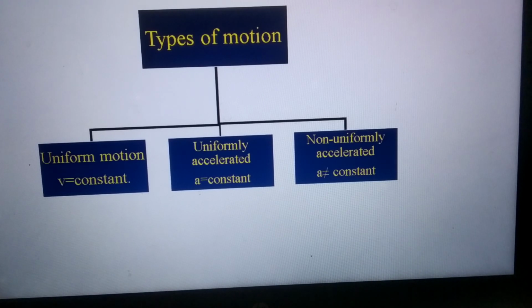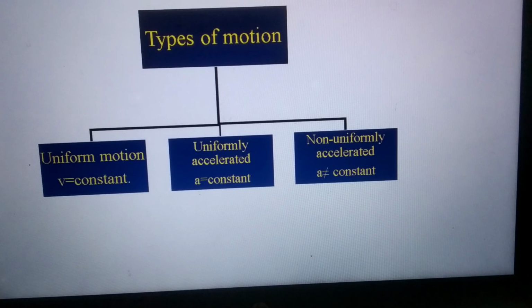The other type of motion is non-uniformly accelerated motion. In non-uniformly accelerated motion, the object's acceleration does not remain constant with respect to time, meaning it is changing with respect to time. Then we can say it is non-uniformly accelerated motion, and a very good example is a moving train. If a train is moving, it may be possible that its acceleration will be different at different times.